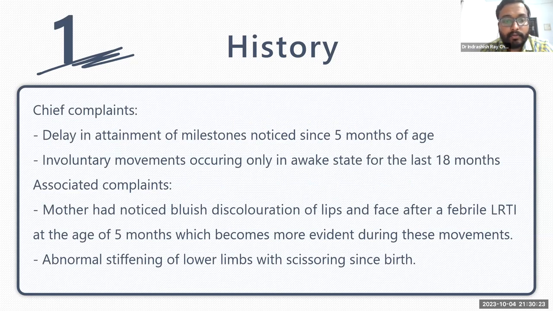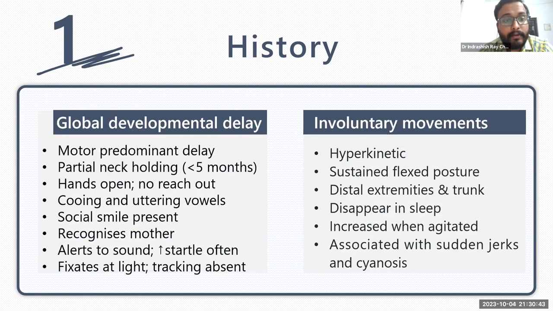Associated complaints: the mother had noticed some bluish discoloration of lips and face after a febrile LRTI at the age of 5, which usually becomes more evident, according to the mother, during these involuntary movements. On probing, the mother also gave a history of abnormal stiffening of lower limbs with seizuring that has been observed since birth. So the two main chief complaints were global developmental delay and involuntary movements.